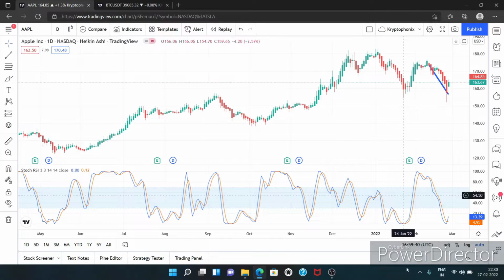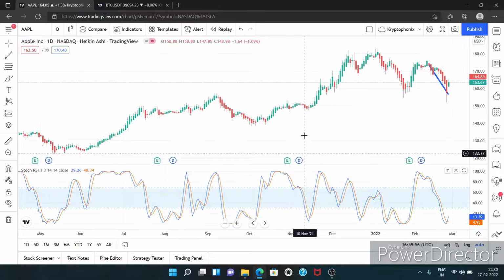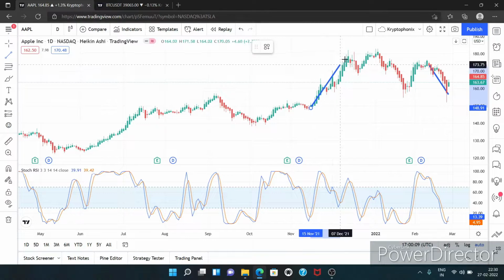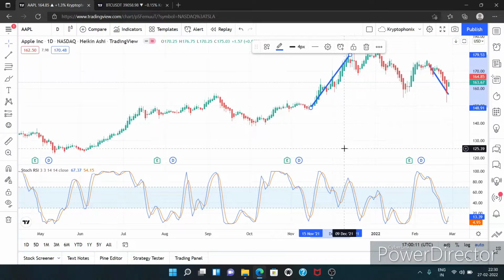Whereas if the stochastic RSI is below the 30 mark and two consecutive green candles are formed, this is a signal to buy. If you look over here, two consecutive green candles and stochastic RSI is below the 30 mark. This is a bullish signal. This signal gave us an up move.